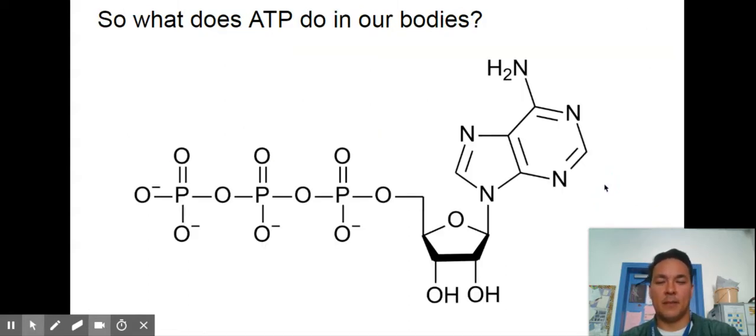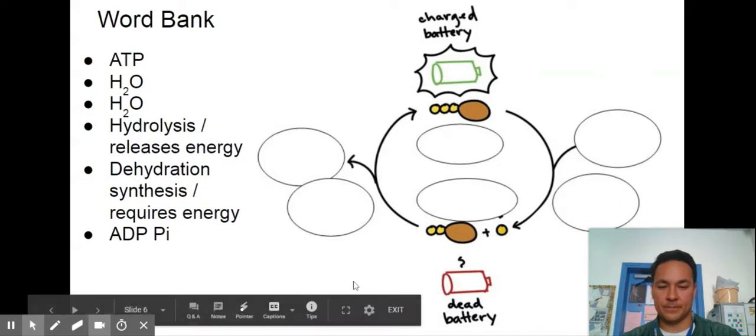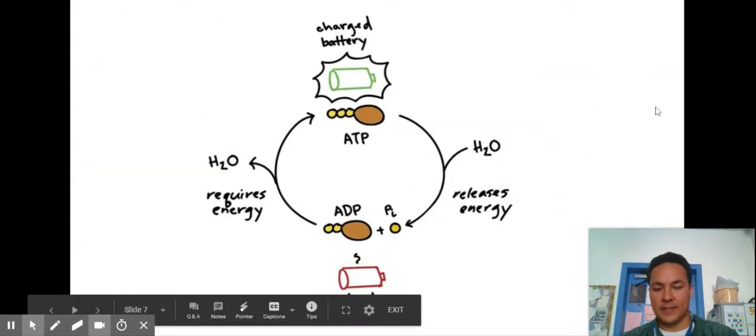What does this molecule do? Well, let's try and use this word bank. There's a couple words over here that I forgot to take out from last year, but we haven't gone over hydrolysis or dehydration synthesis yet. So you can skip those, but see if you can fill in the rest. See if you can figure out what's going on. Hopefully you got something like this.